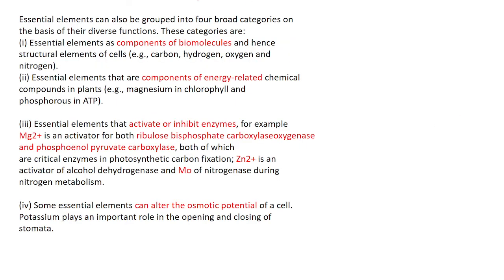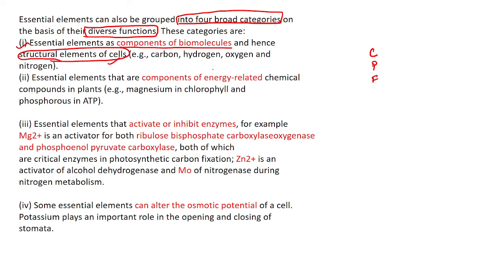Now here is another criteria. In that you will see that essential elements are grouped into 4 broad categories on the basis of diverse function. So first category is essential elements as component of biomolecules. So they are making your biomolecules, say for example carbohydrates, your proteins, your fats, your lipids. So they are making your biomolecules, and hence the structural elements of the cells, right? Carbon, CHON. These are your components of biomolecules: carbon, hydrogen, oxygen, and nitrogen.